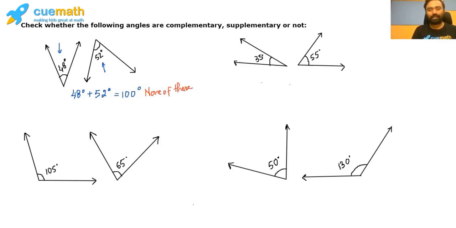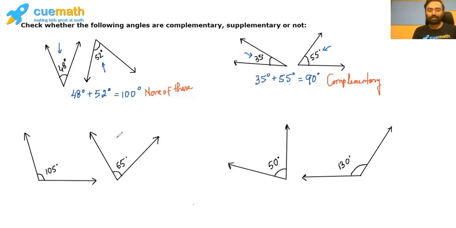Let's now move on to the next group where we see the first angle is 35 degrees and the second angle is 55 degrees. So let's add up these two angles. So 35 degrees when added to 55 degrees would give us the sum equal to 90 degrees. Now since the sum is equal to 90 degrees, we know that a pair of angles when added together gives us 90 degrees, they are called complementary angles. So yes, we can say that 35 degrees and 55 degrees, they both are complementary angles.